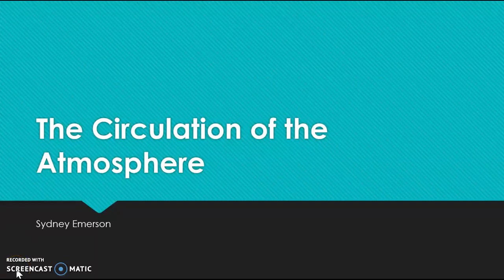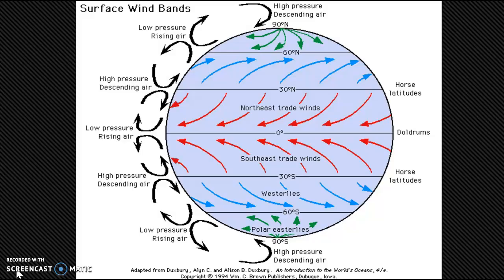So, friends, I'm going to be talking about the general circulation of the atmosphere. The circulation of wind in the atmosphere is driven by the rotation of the Earth and the energy that comes in from the sun. Wind circulates in both hemispheres in cells that help transport heat and energy from the equator to the poles.